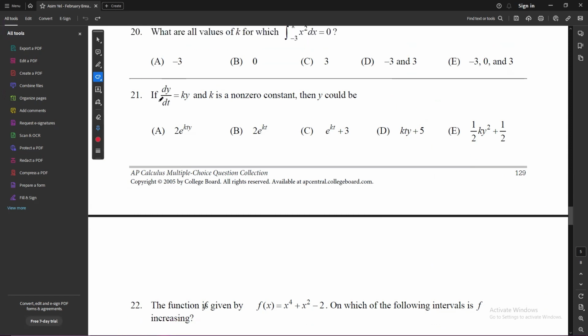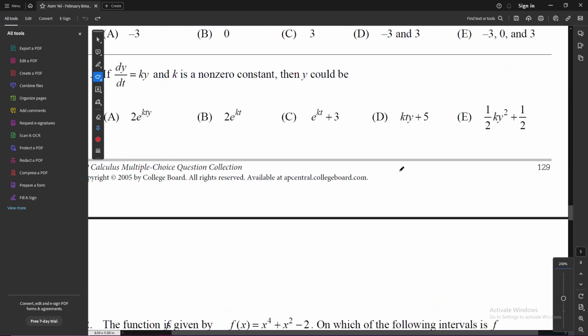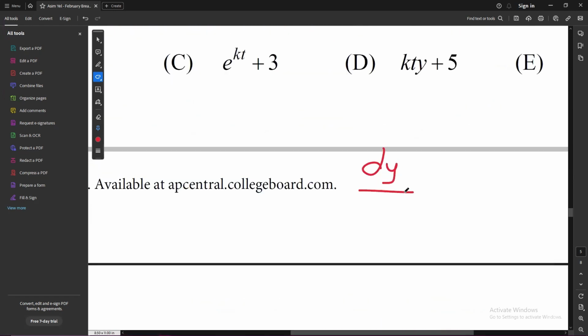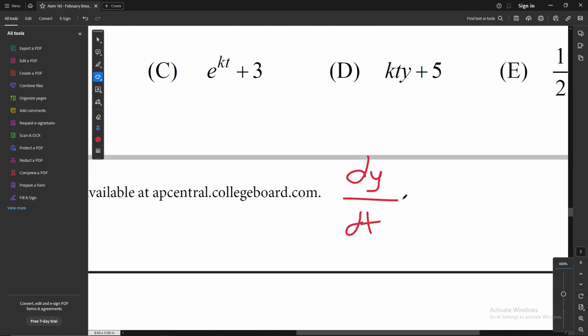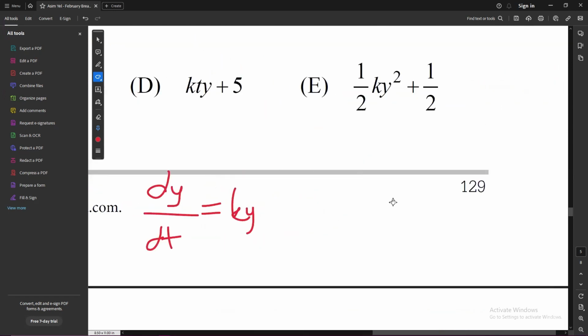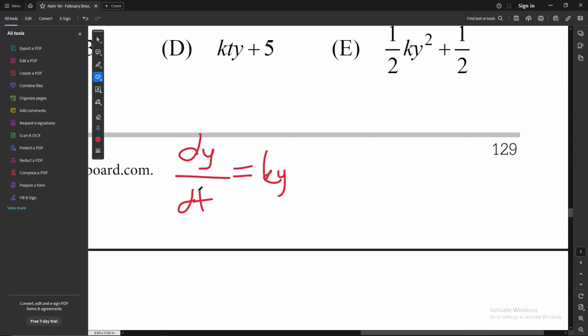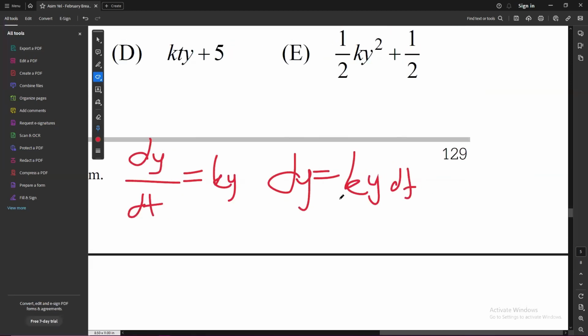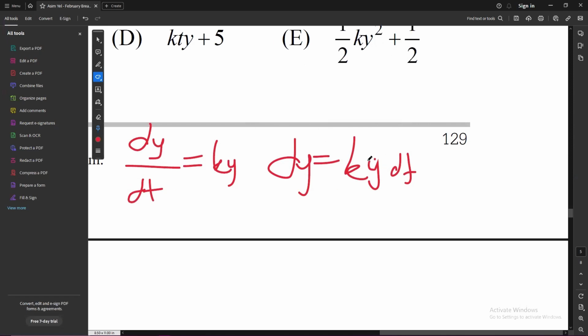Question number 21. If dy dt equals ky and k is a non-zero constant, then what is y? So let me just write this question down. Dy dt equals ky, and over here, I just wanted to write dy itself. So ky dt. Now let's just leave y alone. In order to make that, I'm gonna bring this y as a 1 over y over to the other side. So it will be 1 over y dy equals k dt.